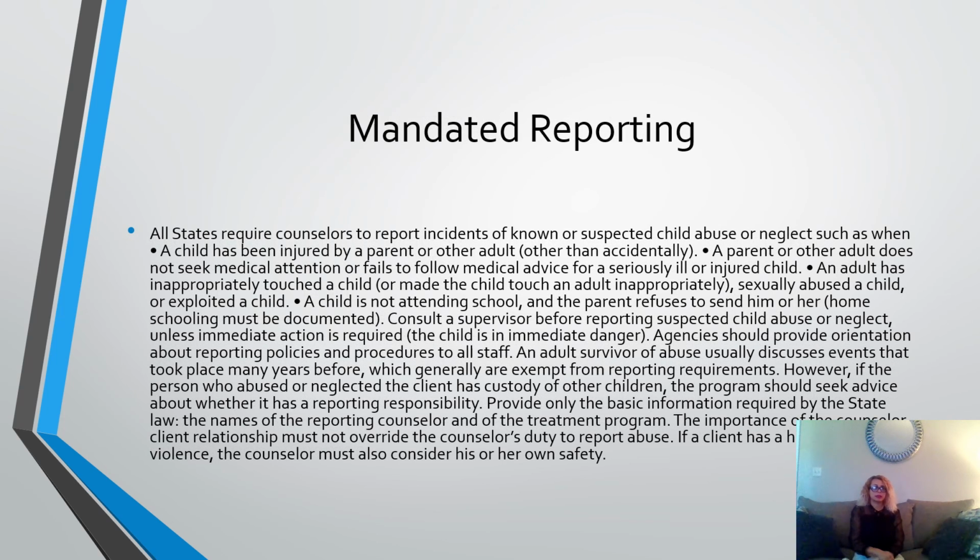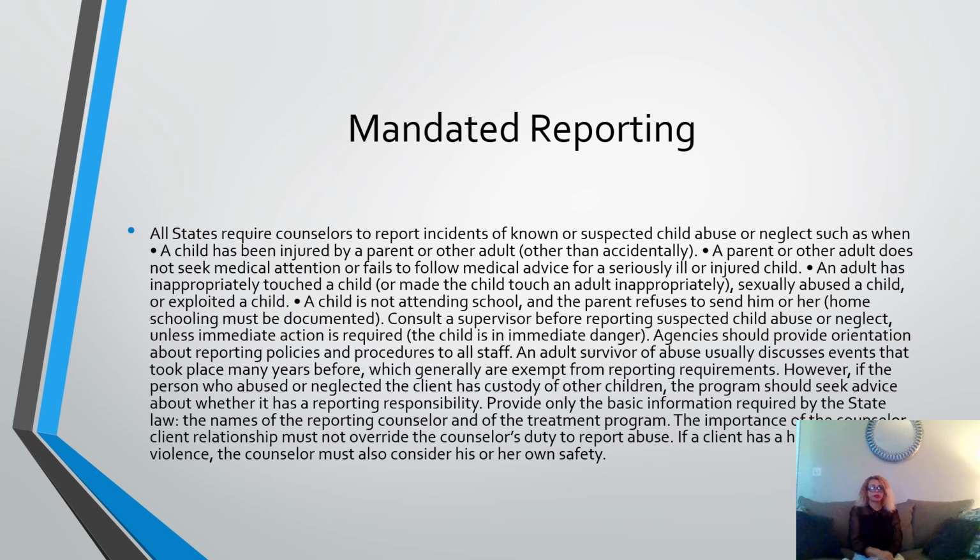Mandated reporting. All states require counselors to report incidences of known or suspected child abuse or neglect, such as when a child has been injured by a parent or other adult, other than accidentally. A parent or other adult does not seek medical attention or fails to follow medical advice for a seriously ill or injured child. An adult has inappropriately touched a child or made the child touch an adult inappropriately, sexually abused a child, or exploited a child. A child is not attending school and the parent refuses to send him or her to school or homeschool.